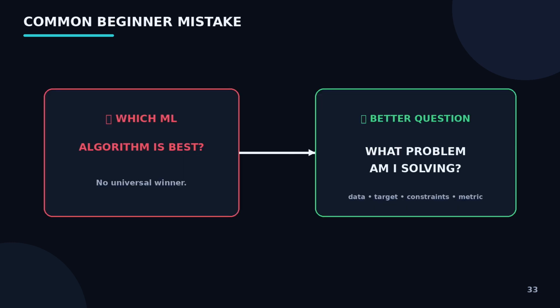A common beginner mistake is asking which machine learning algorithm is the best. There is no universally best algorithm. A better engineer asks, what problem am I solving? What data do I have? Do I have labels? How much data do I have? What is the target? Only after answering these questions should we start selecting an algorithm.